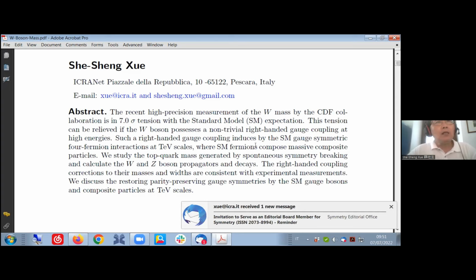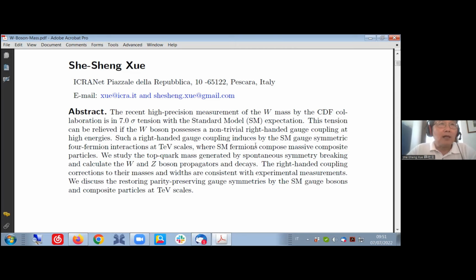But this year they found the W boson mass, which was discovered, I think, 30 years ago by Rubbia. The W boson mass is predicted in the Standard Model and was discovered. And everything is so successful, but this year they found the 7 sigma tension when they measured using a very elaborate technology. They found a 7 sigma, which is certainly out of the Standard Model expectation. So I'm going to show this is an open window to see the importance.